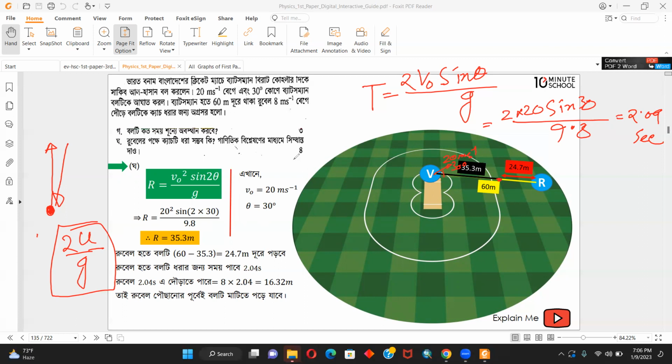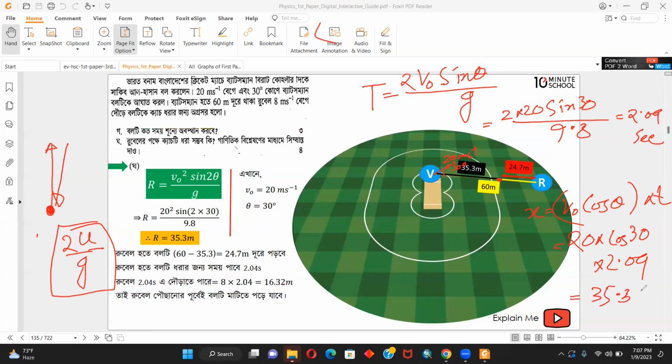Yes. So that means if we use the formula x equals v0 cos theta times t, what we will get is v0 is 20 times cosine 30 times 2.04. So this is equal to 35.33 meters. Okay. All right.